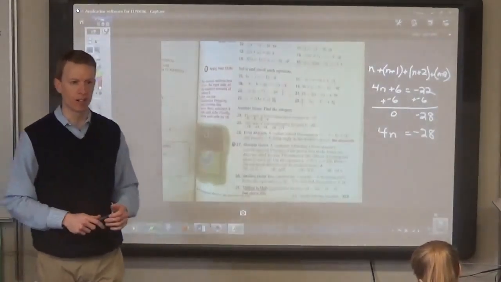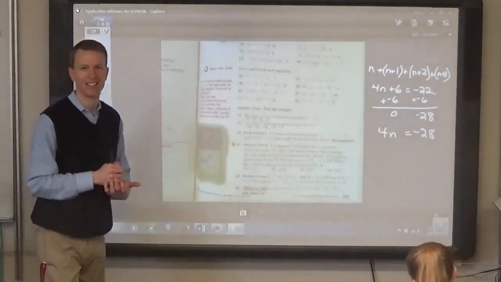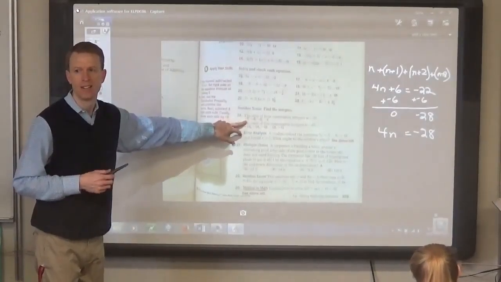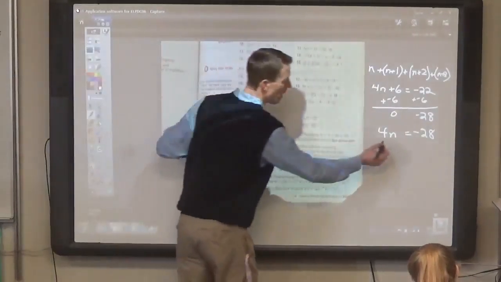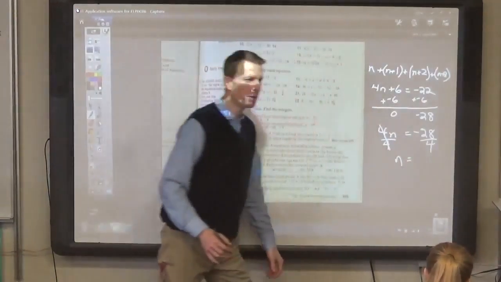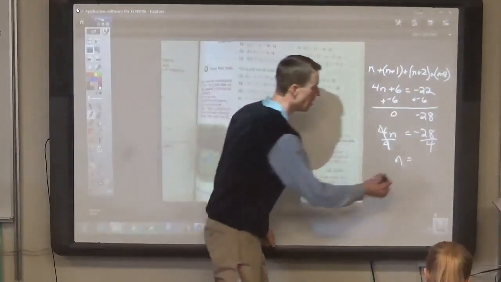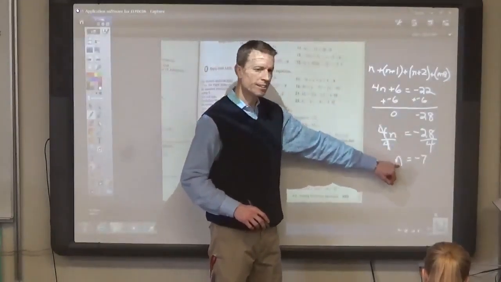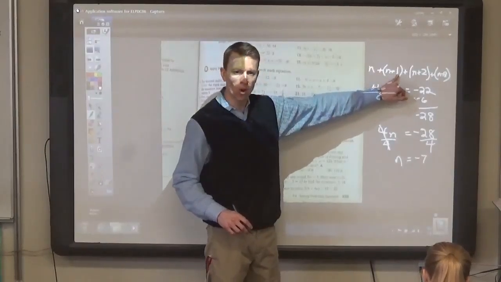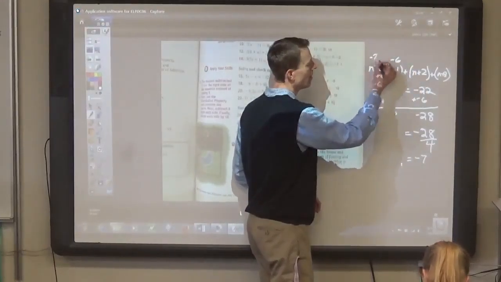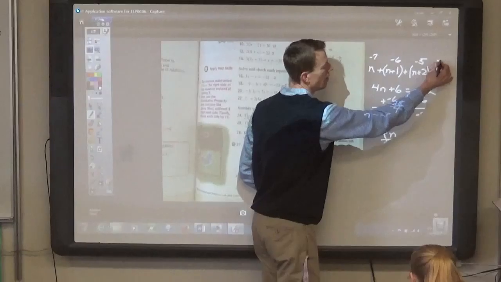Now, how do we get the first number? Merlin, how do we get the first number? We know what the answer is. How do we get it? You have to divide by 4 on each side. Good. Divide both sides by 4. This leaves one n, one group of n, and one group is negative 7. So then look, if n is negative 7, then n plus 1 is negative 6. And negative 5 and negative 4, right?